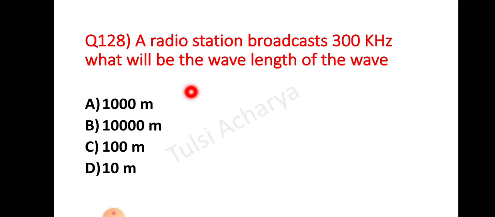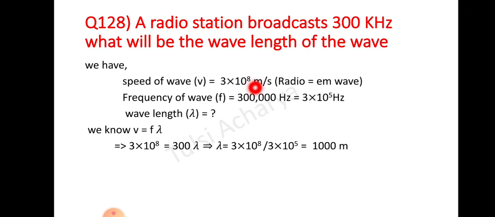Now let's move to question number 128. A radio station broadcasts 300 kilohertz. What will be the wavelength of the wave? Let's see the solution. Speed of wave is 3 into 10 to the power 8 because it's saying radio wave.